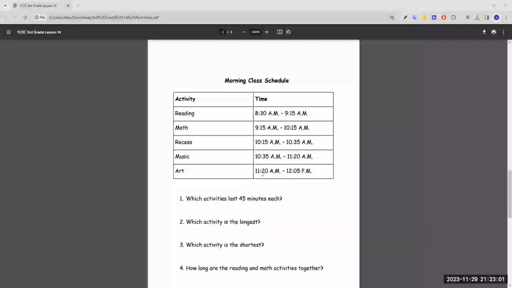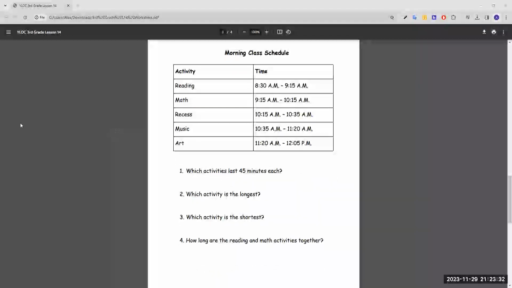And art lasts from 11:20 a.m. to 12:05 p.m. So getting to 12 from 11:20, that's 40 minutes. And then that would be 12. And we still have this 5 left over. So adding 40 plus 5 would be 45, which means that reading, music, and art last for 45 minutes.